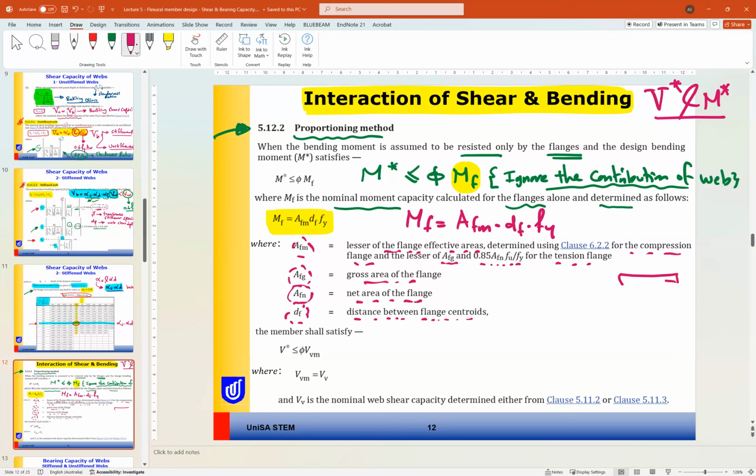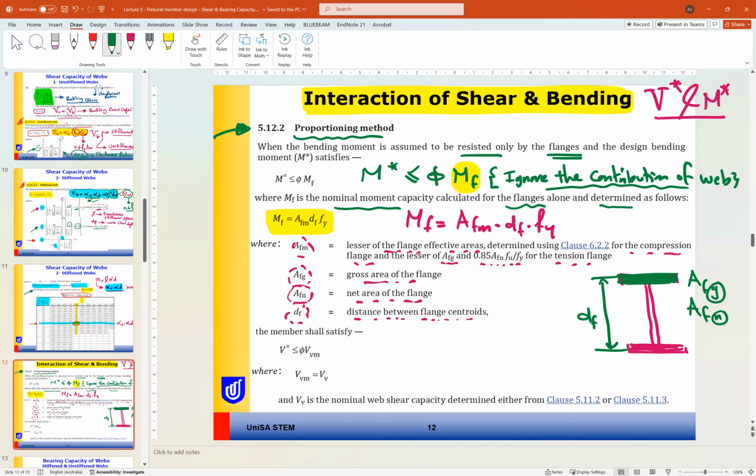So if we have this section here, only the flanges are considered for moment. The distance between the two flanges' centroids is df. Afn and Afg are the areas of the flange, A f gross and A f net. Afn and Af gross can be equal if we don't have bolts, in which case that will be easy to find.